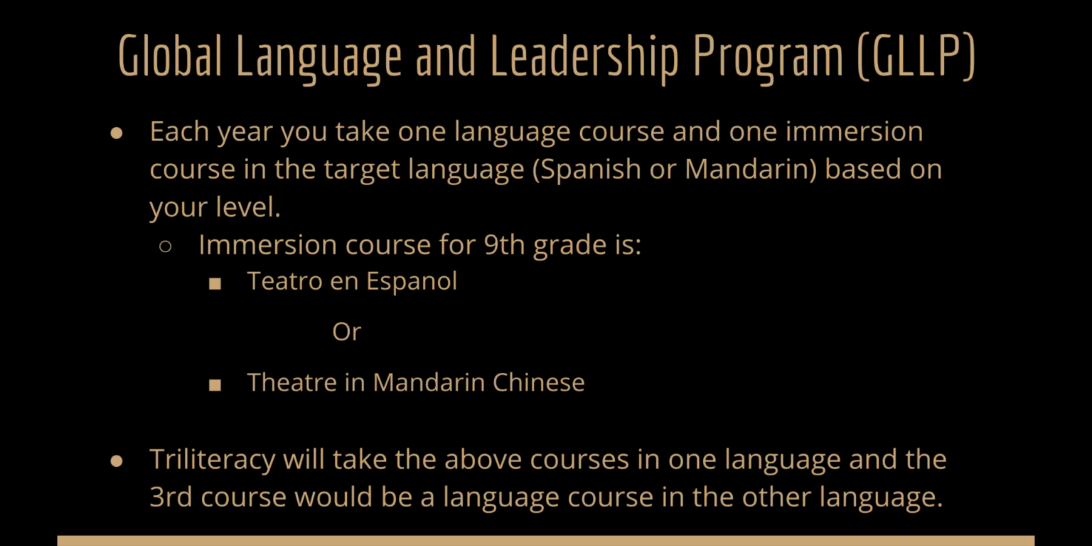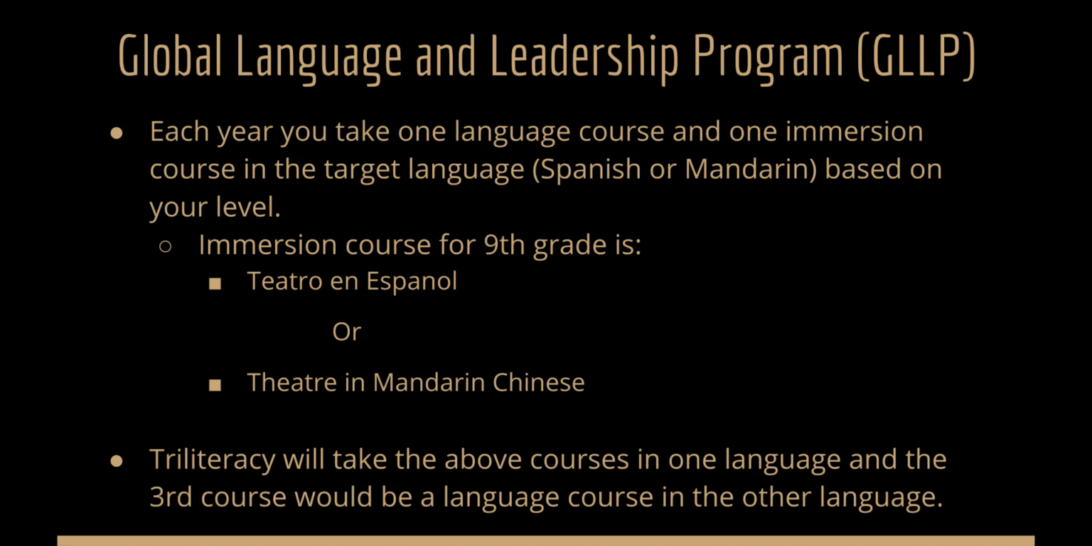What other programs do we offer? One of the major programs that we offer is Global Language and Leadership, or GLLP for short. Each year, you're going to take one language course and one immersion course in the target language. Here at El Capitan High School, that is Spanish or Mandarin. And you will be placed in that language course based off your current level. The immersion course for the 9th grade is either going to be Teatro en Español or Theater in Mandarin Chinese.